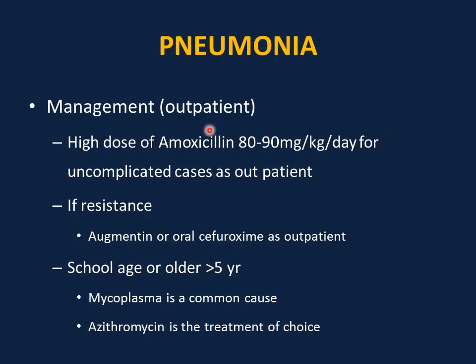Management of pneumonia as outpatient. For uncomplicated cases of pneumonia, a high dose of amoxicillin, 80 to 90 mg per kilo per day, is recommended. The same dose you are using for acute otitis media. If resistance, Augmentin or oral cefuroxime, which is a second generation cephalosporin, as outpatient. In school-aged children or older than 5 years, mycoplasma is a common cause of pneumonia at this age, and the best medication for that is azithromycin.